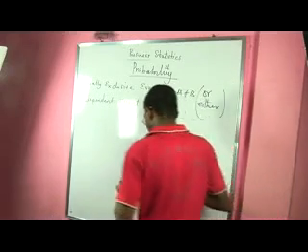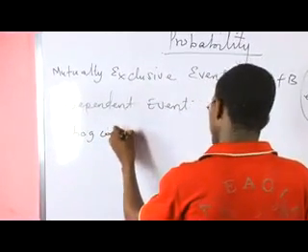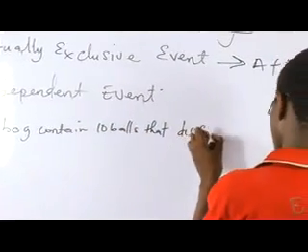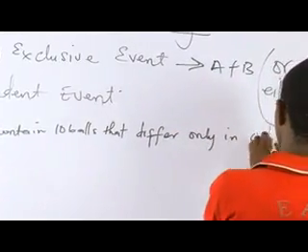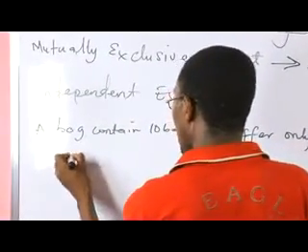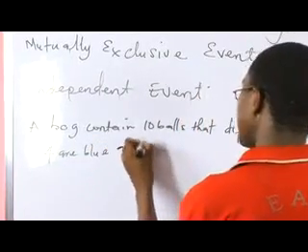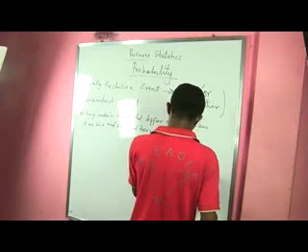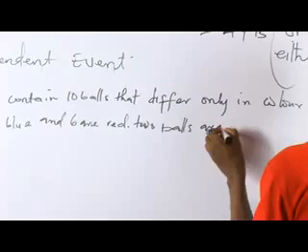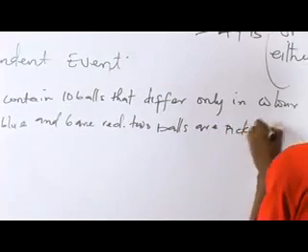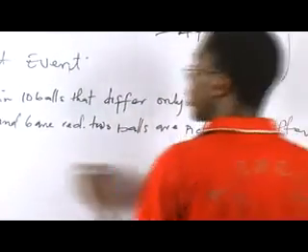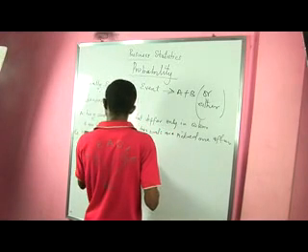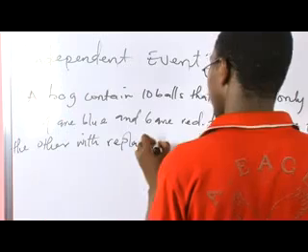So let's see an example of that. A bag contains 10 balls that differ only in color. 4 are blue and 6 are red. 2 balls are picked, one after the other, with replacement.